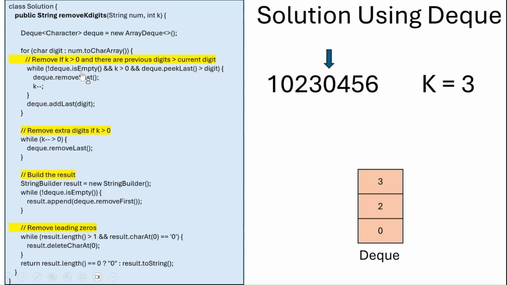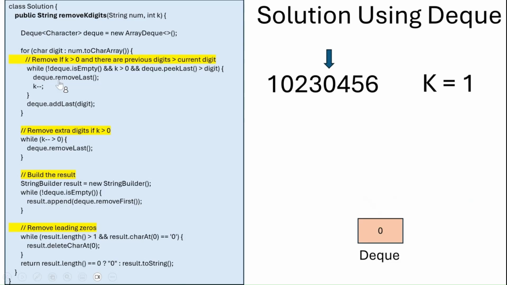Now Deque is not empty and k is greater than 0. And 0, the current digit, is smaller than the previous digit. So we need to remove it from the Deque. We removed the 3, we decremented the k. Deque is still having some digits and we backtrack to the previous digit, which is 2. Now 2 is still greater than 0. So we'll remove it from the Deque and decrement the k.